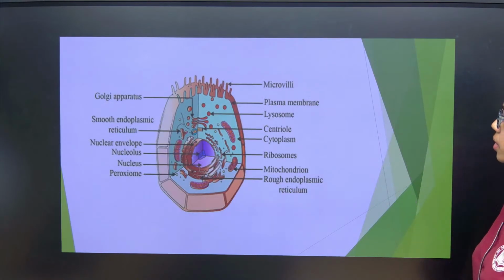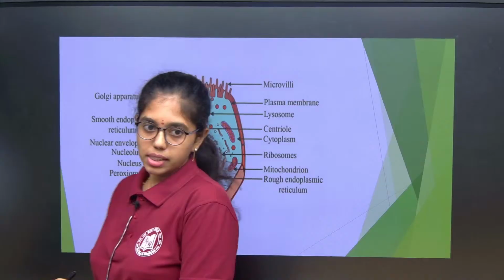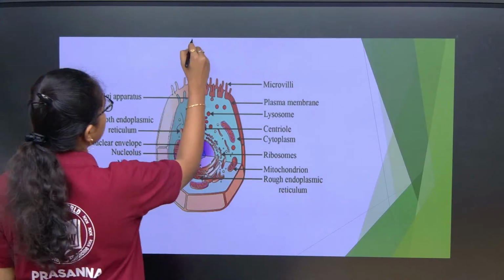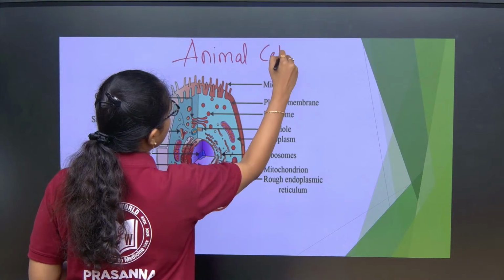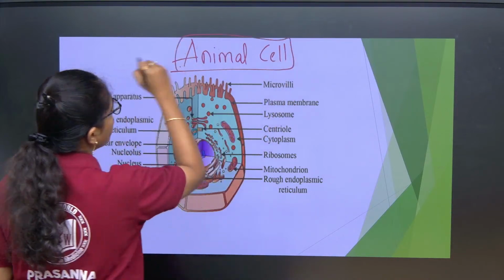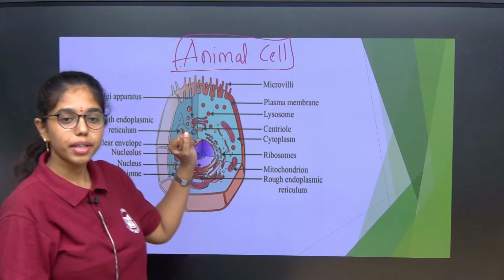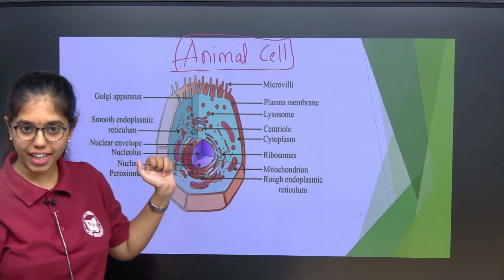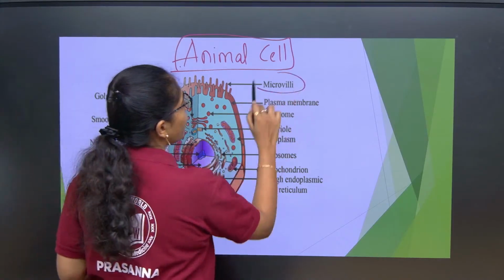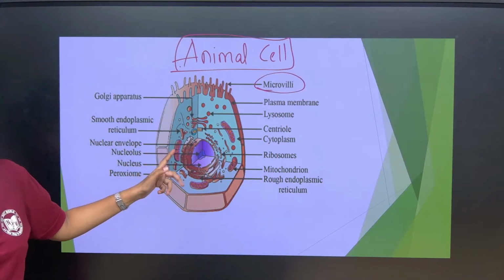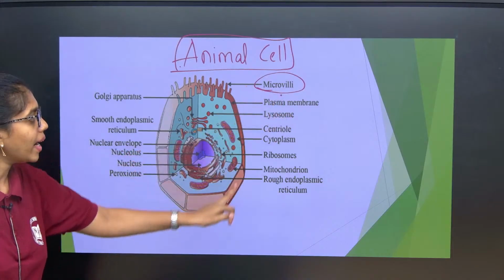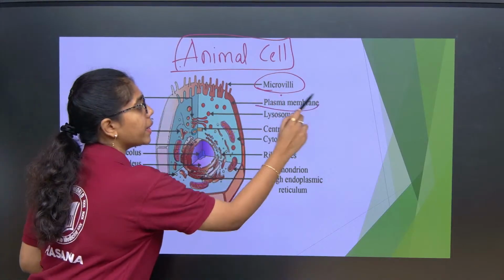Next. Now, animal cell. Fine. So, yes, animal cell limiting boundary is what? Cell membrane again, and here you have microvilli, means which cell is it? The cell from small intestine, right? So, it has microvilli and plasma membrane as the limiting boundary.